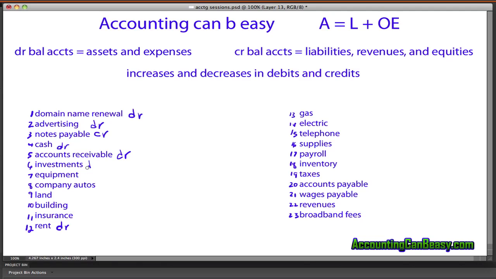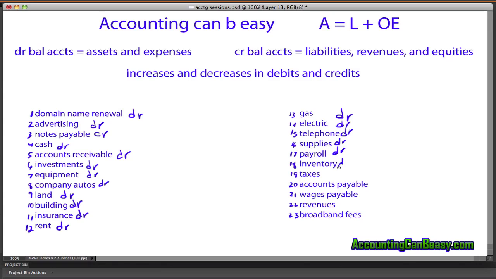Investments would get a DR because they're assets. Equipment, DR because they're assets. What about company autos? That's also a DR. Land, building are all assets and they would have a debit balance. Insurance is an expense, so it gets a debit balance. What about gas, electric, telephone? All DRs. What about supplies?